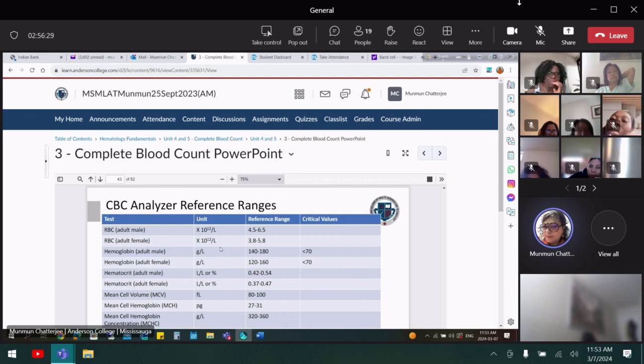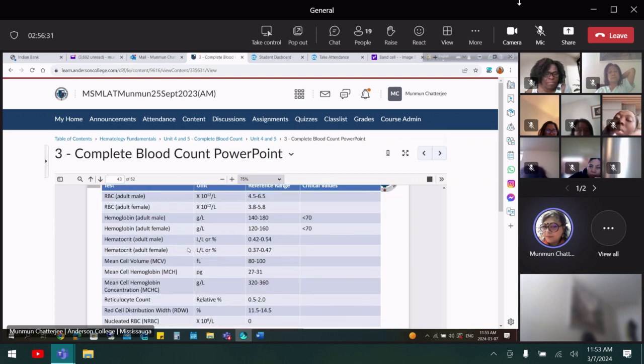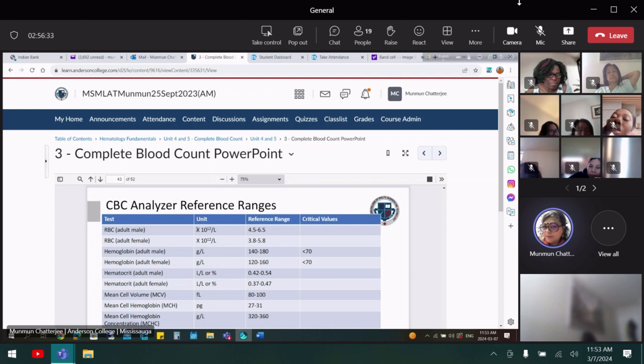CBC analyzer reference range is going to give you all the things. RBC, the number is 10 to the power 12 per liter. Reference range is 4.5 to 6.5 times 10 to the power 12 per liter. And if the result is low, like 2.5 times 10 to the power 12 per liter, it is called the critical value. Or if it is more than 6.5, it comes in the critical value. Same thing for male and female.